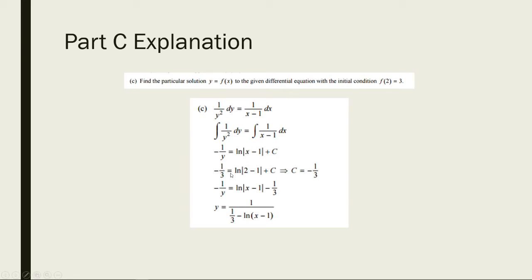The next step is you want to solve for this c right here, and we're given the initial condition that f of 2 equals 3. So we can plug in 2 for x and 3 for y, so we get negative 1/3 equals natural log of 2 minus 1 plus c, and if we solve for c there, we get negative 1/3. Now we can plug this c back into this equation here. We get negative 1 over y equals natural log of the absolute value of x minus 1 minus 1/3. And if we solve for y, we get y equals 1 over (1/3 minus natural log of x minus 1). So that is how to do the 2016 Calculus AB FRQ number 4.